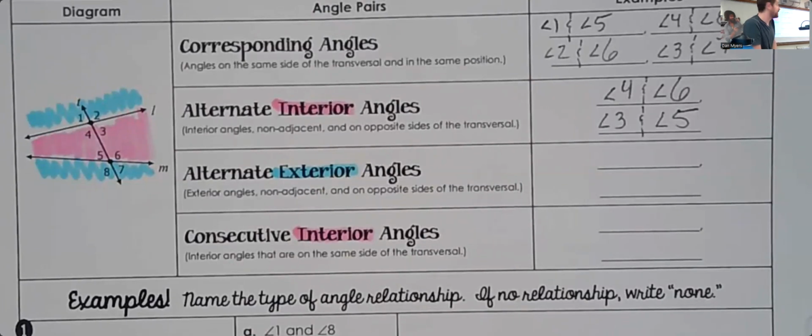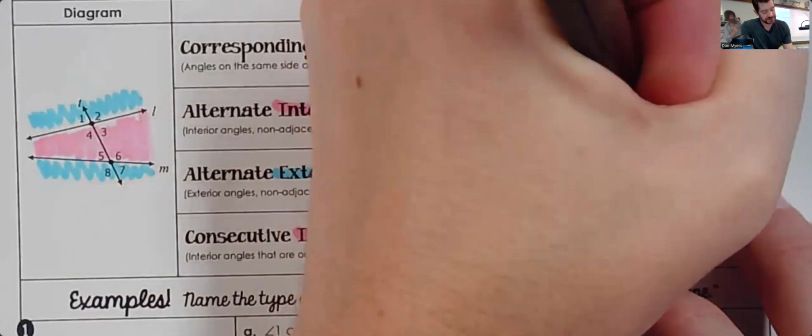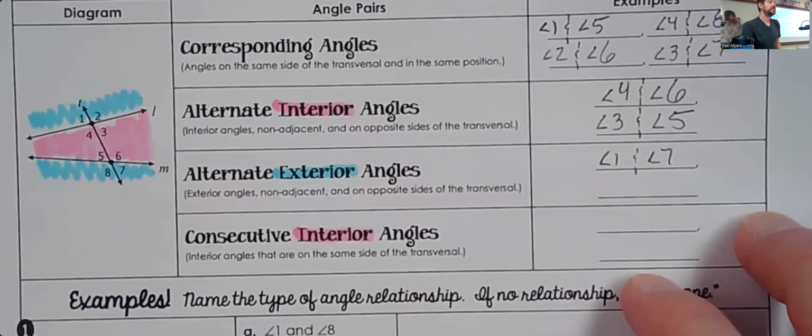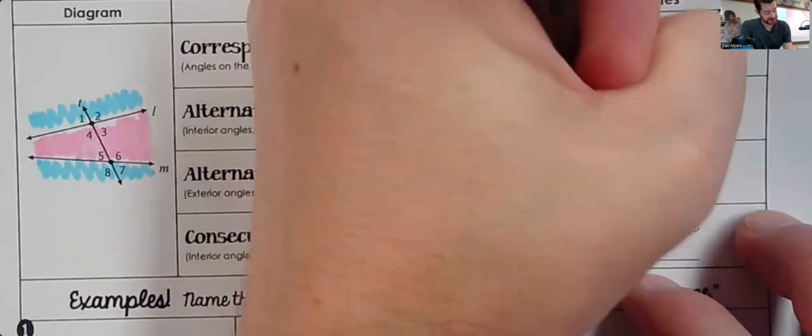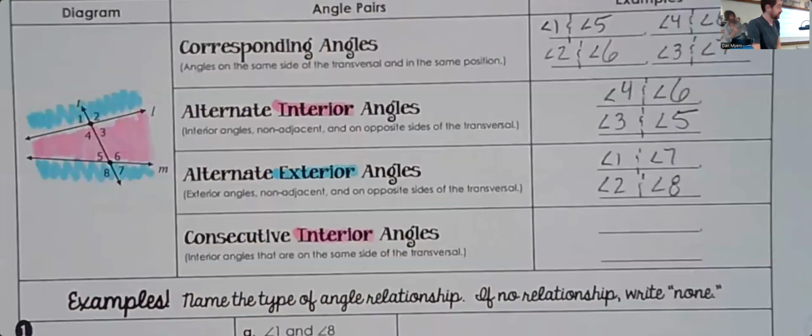The next ones are alternate exterior angles. It's the same idea, except they're on the outside this time. So what do we think? 1 and 7. Yeah, they're like diagonally all the way across the diagram. So 1 and 7. So angle 1 and angle 7. And the other 2 would be what? 2 and 8. Good. So angle 2 and angle 8.